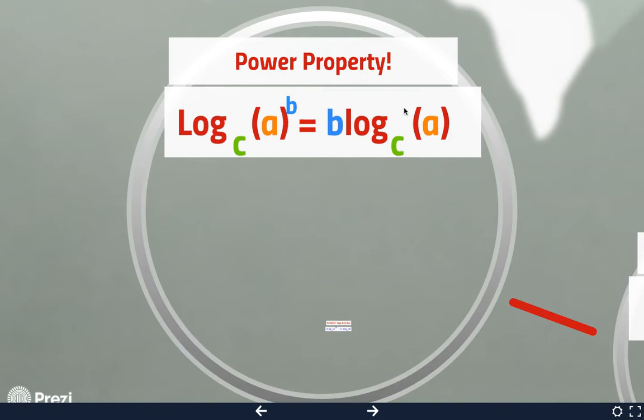Or the reverse is true. If you have a number in front of the log, you can move that up to the exponent. So either rule is true. You can go one way or you can reverse it going the other way.